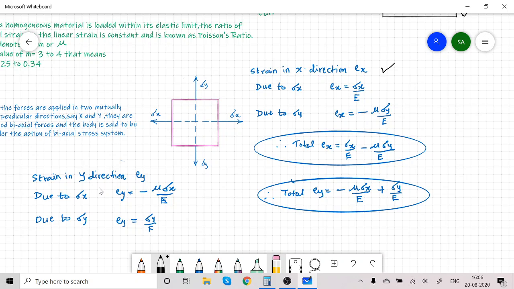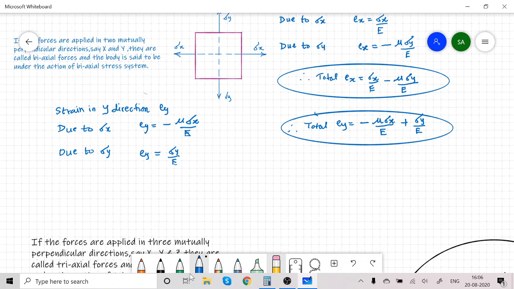Sigma y is tensile, it will increase the y dimension, and therefore it is sigma y upon E. The strain in y direction is sigma y upon E. So total strain in y direction is minus mu sigma x upon E plus sigma y upon E. Okay, now this is known as biaxial stress system.